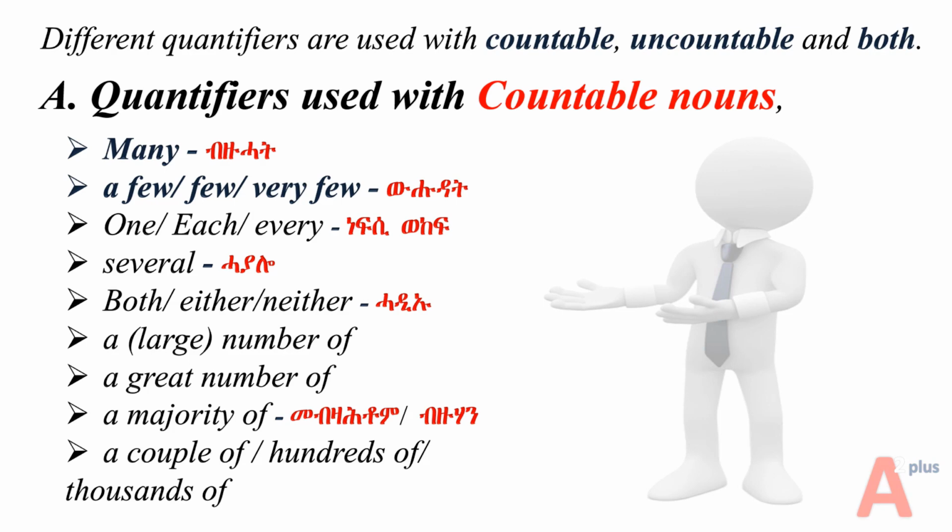Let's see examples. She has a few relatives here. Each one of them is attending. Majority of the people like it. A large number of people gathered to celebrate Independence Day. I will be back in a couple of minutes. There were hundreds of people at the meeting. So these are the quantifiers which are used with countable nouns.